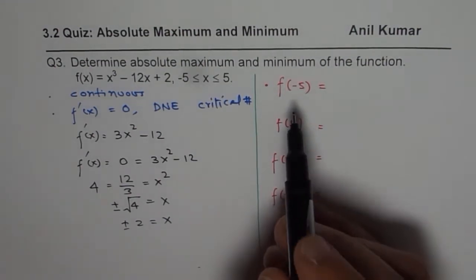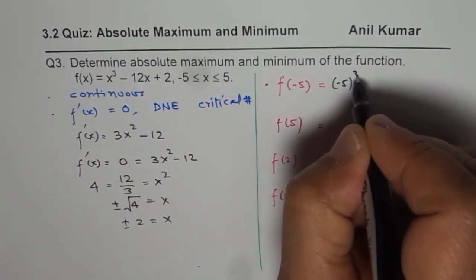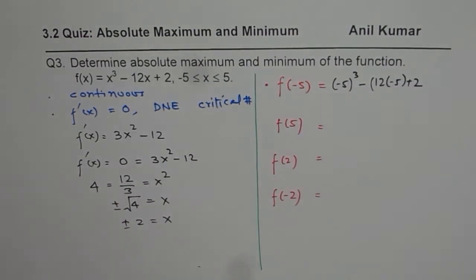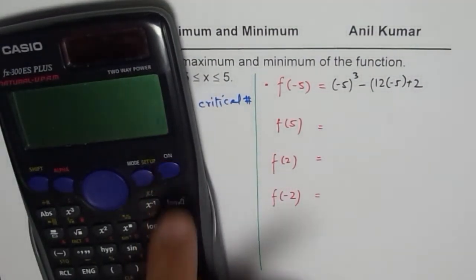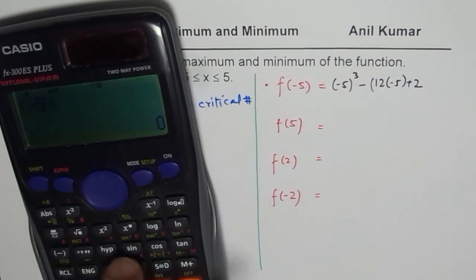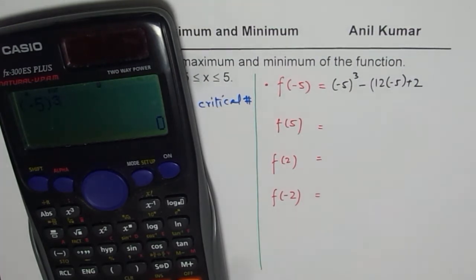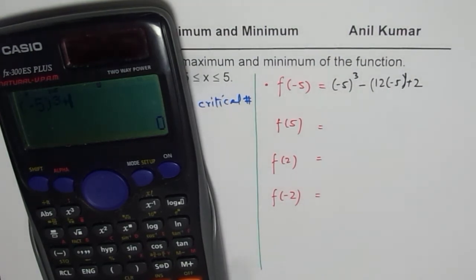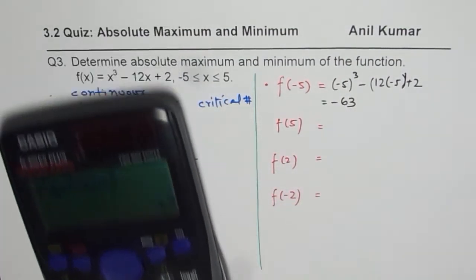So for -5, let us substitute -5 here and calculate. We have (-5)^3 - 12 times (-5) + 2. Use a calculator to calculate these values. Within brackets we have (-5)^3, so minus and minus becomes plus. 12 times 5 is 60, plus 2 equals minus 63. Minus 63 is the first value.